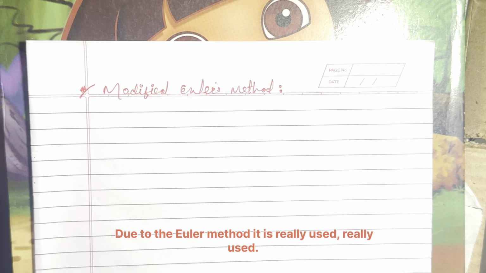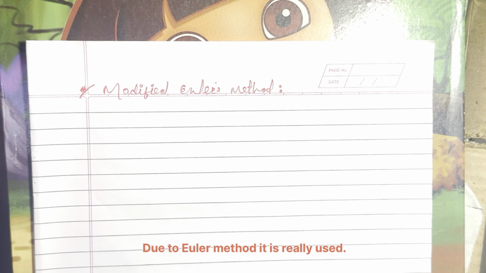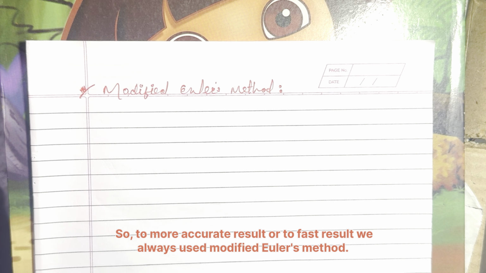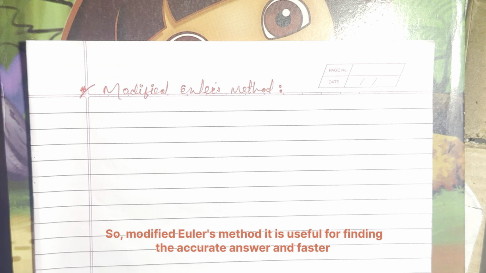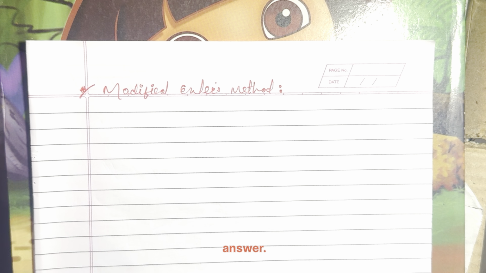Due to this, Euler's method is rarely used. For a more accurate result, or a faster result, we always use modified Euler's method. Modified Euler's method is useful for finding an accurate and faster answer, so it is very important, guys. Let's start the modified Euler's method.